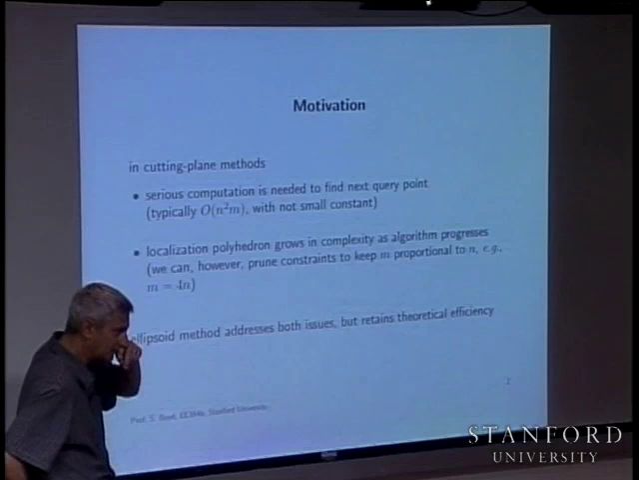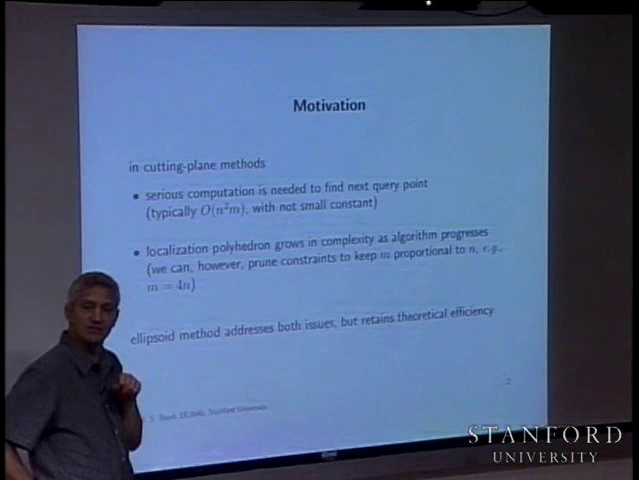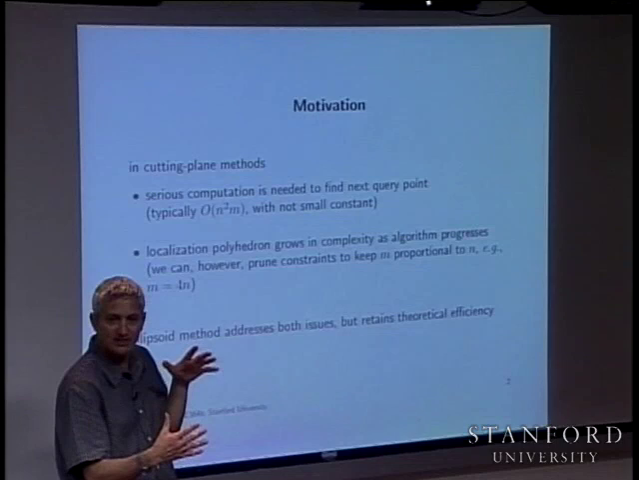But now, ellipsoid method is going to address both. It's going to have a constant size data structure to summarize your ignorance at each step. Analytic center cutting plane method has a variable size because it's a polyhedron with a variable number of constraints. And in the no cutting method, you just keep it, it grows.